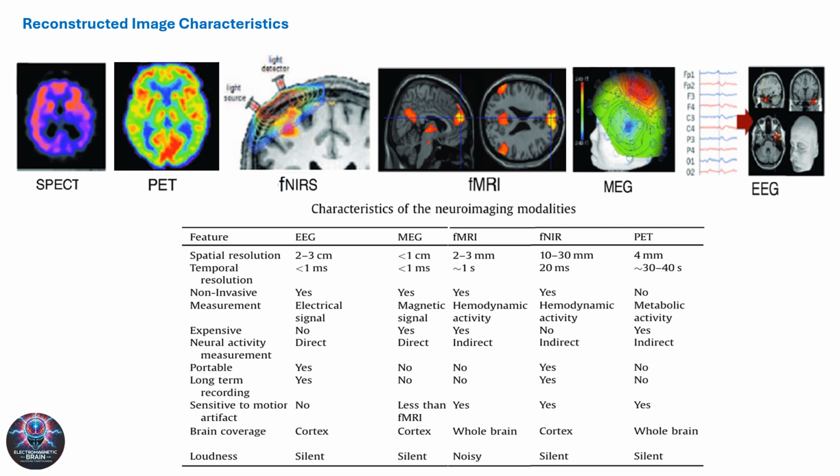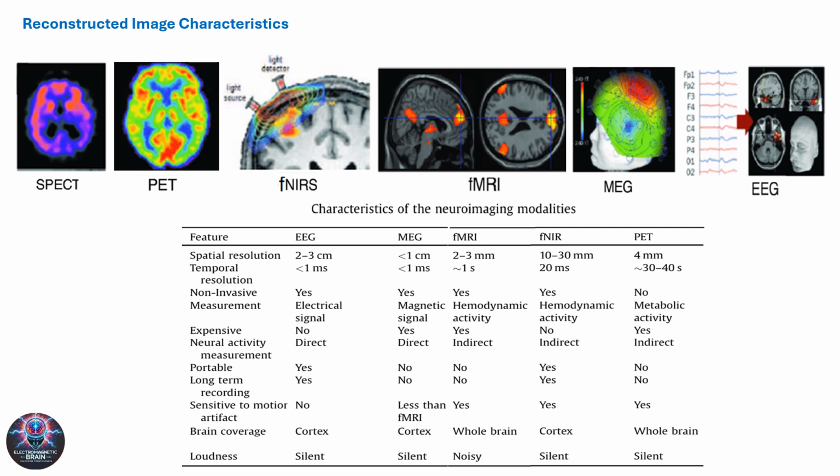We have EEG, which provides the electrical signal directly from the brain. EEG has the highest temporal resolution of less than 1 millisecond, making it invaluable for studying fast brain processes like seizures or real-time cognition. However, its spatial resolution is lower, at 2 to 3 centimeters. It covers cortical brain regions, as shown in the image.